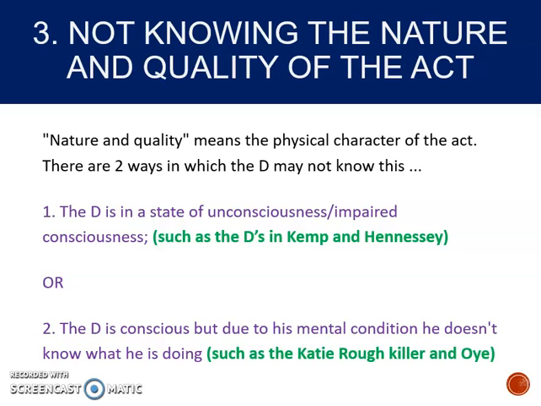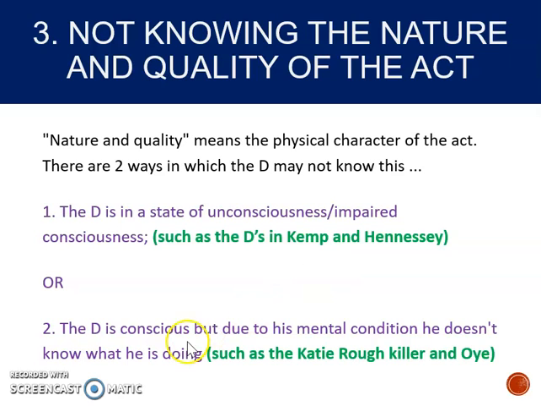The final requirement for insanity is that the defendant either doesn't know the nature and quality of their act or they don't know it was wrong. So for not knowing the nature and quality of their act, this could happen in two ways. Firstly, they're in a state of impaired consciousness. So that would be defendants such as Kemp and Hennessy, where due to their physical conditions, they're having blackouts, so they're not conscious of what they're physically doing.